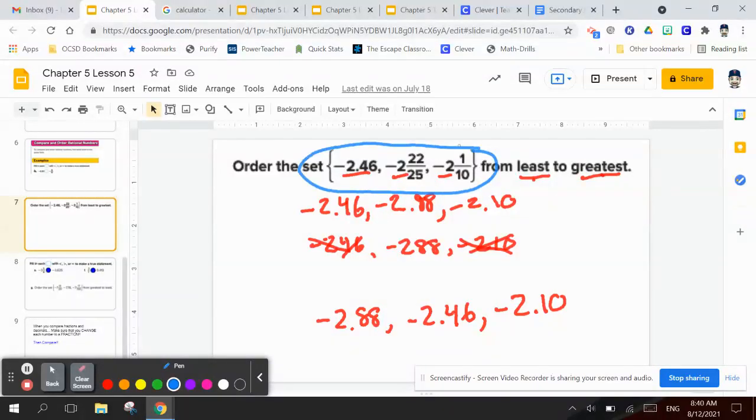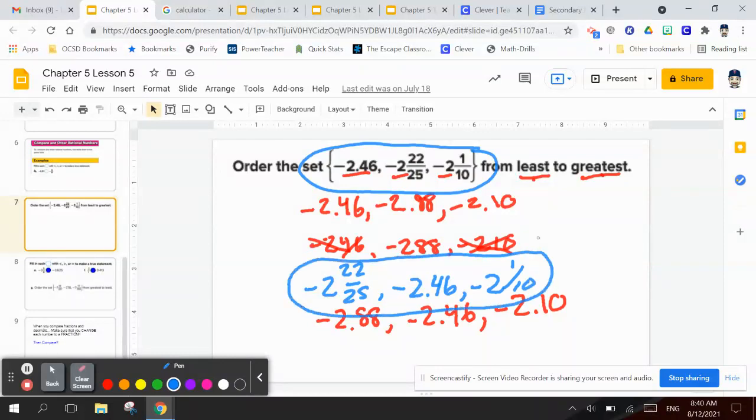But I can't leave it that way because some of these numbers are not in our original set of numbers. So I've got to change those back to the mixed numbers. So negative 2.88 was negative 2 and 22/25. Negative 2.46 was already a decimal. And negative 2.10 was negative 2 and 1/10. So there's my order from least to greatest. You have to make sure you switch them back.